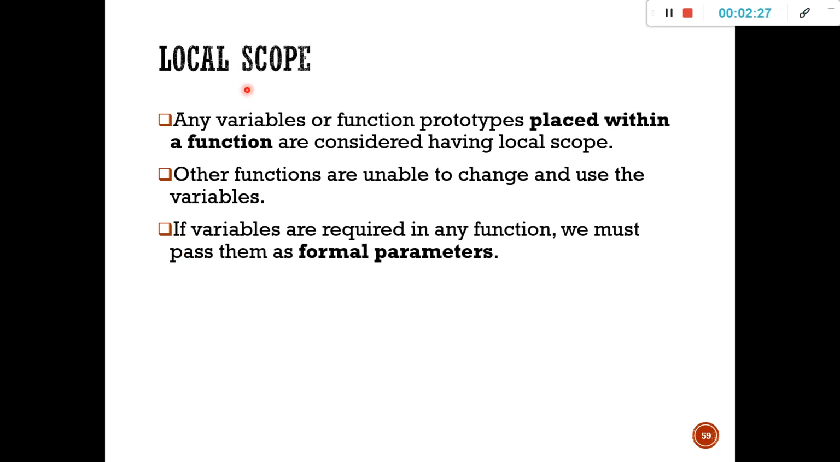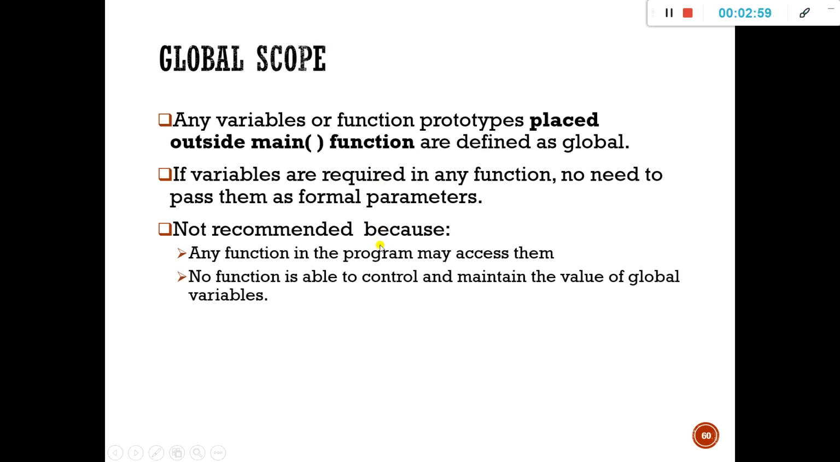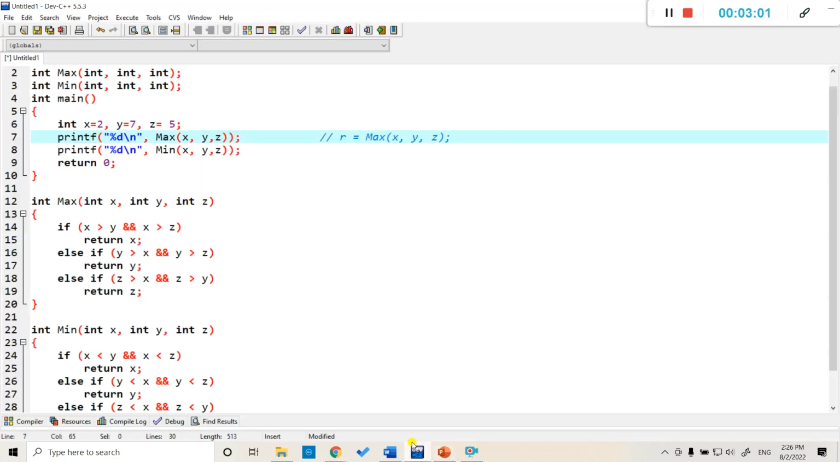So what does it mean by local scope? Any variables or function prototypes placed within a function are considered having local scope. Other functions are unable to change and use the variables. If variables are required in any function, we must pass them as formal parameters. What does it mean? Let me show you with an example.